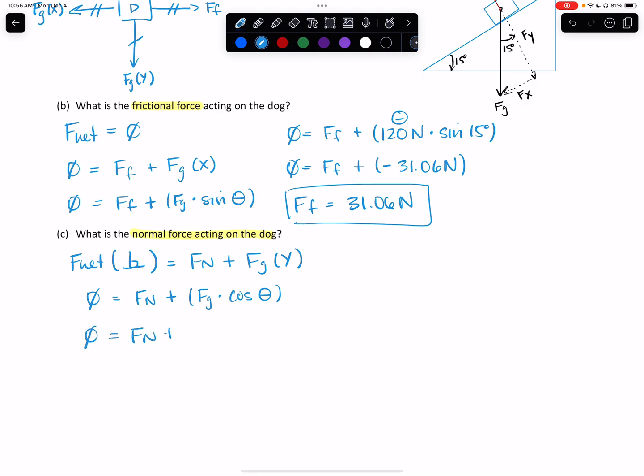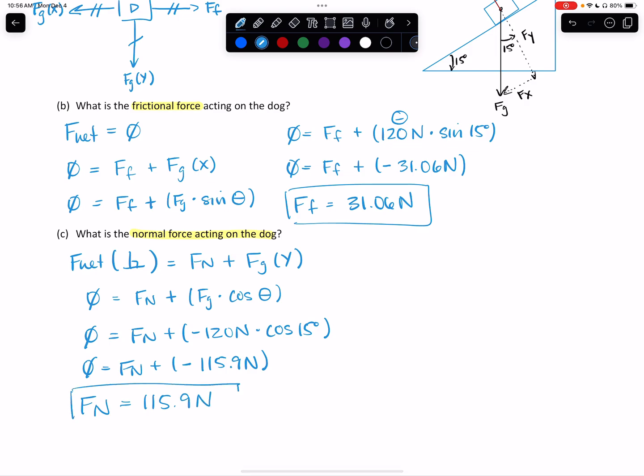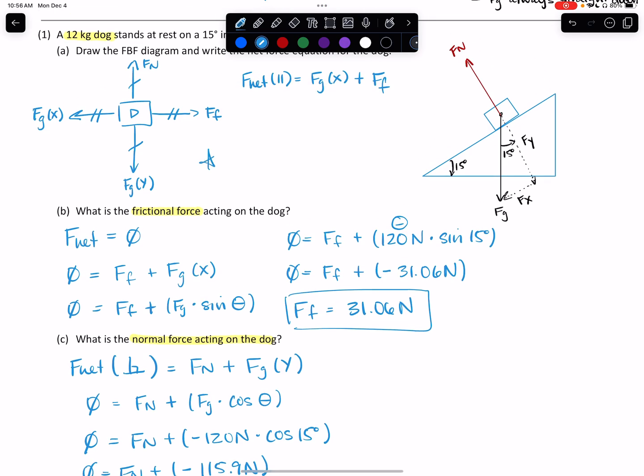The normal force plus negative 120 newtons times the cosine of 15 degrees. All right, so I plug that in, and I get a negative 115.9 newtons. Move that to the other side, and the normal force acting on the dog is 115.9 newtons. Okay? So again, you can see why it's important to have these free body force diagrams and the diagram of the motion itself.